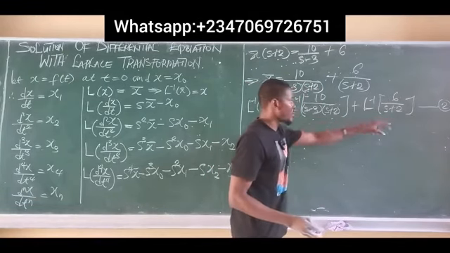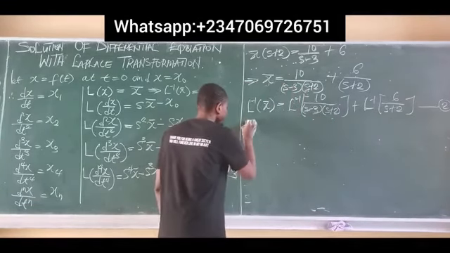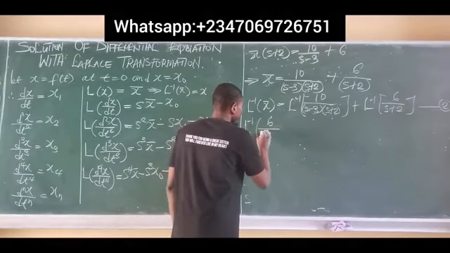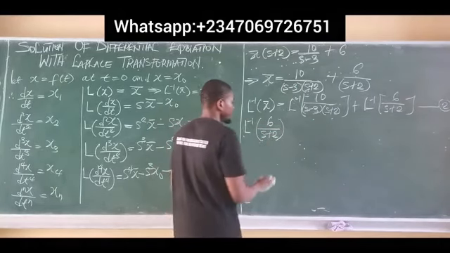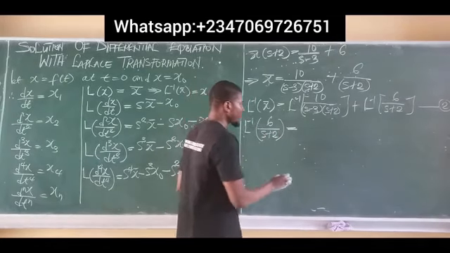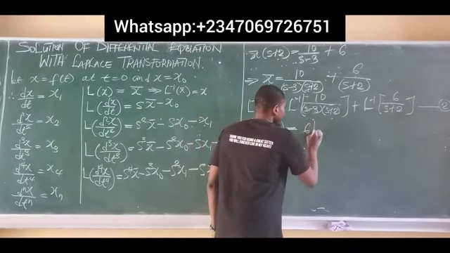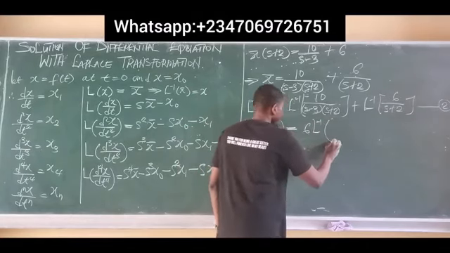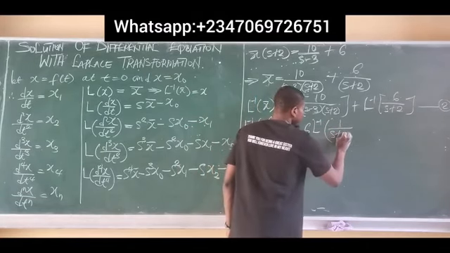I will consider the simpler one now: the Laplace inverse of 6 all over s plus 2. This is simple. Since 6 is a constant, I can simply pull 6 out. I will have 6 times the Laplace inverse of 1 all over s plus 2.